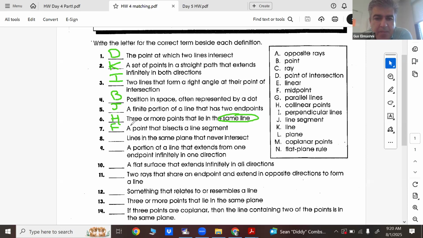Okay, Kels, what do you think about 8? Yeah, the parallel. Yep. All right, Bella, what do you think about 9?